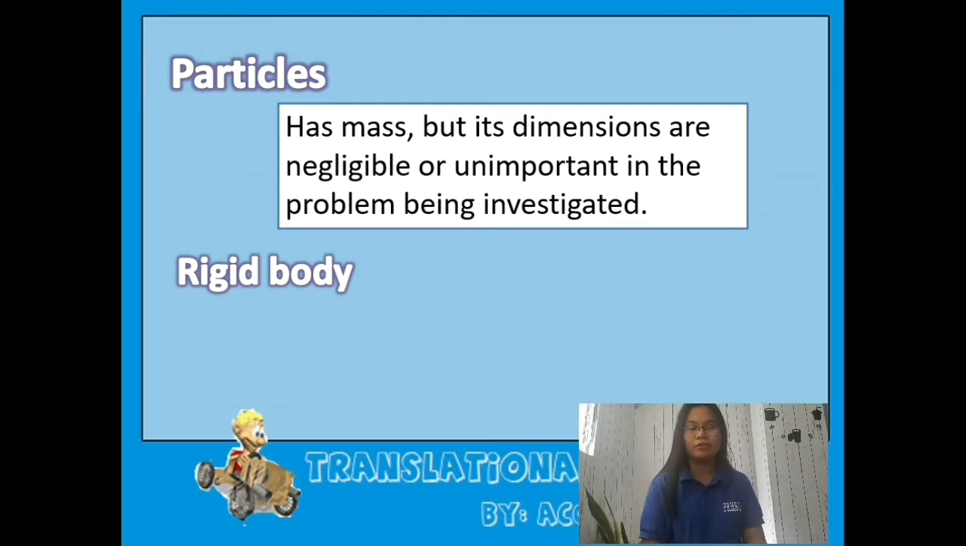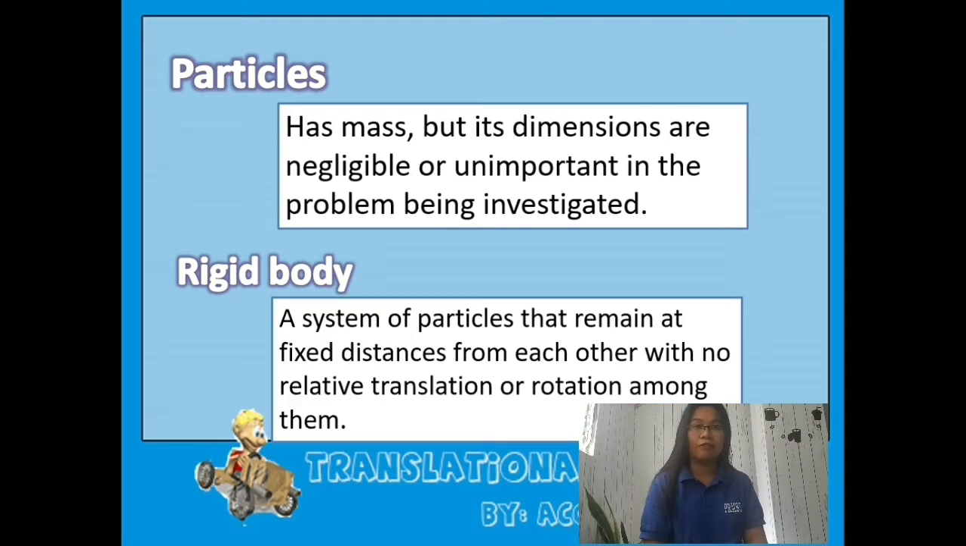And in kinematics also, we will be dealing with rigid bodies, which are defined as a system of particles that remain at fixed distances from each other with no relative translation or rotation among them. So again, we will deal with objects which are rigid. We will not take a look at, for example, a clay which can actually change its shape while it's moving. We will not deal with that. We'll consider objects to be rigid.